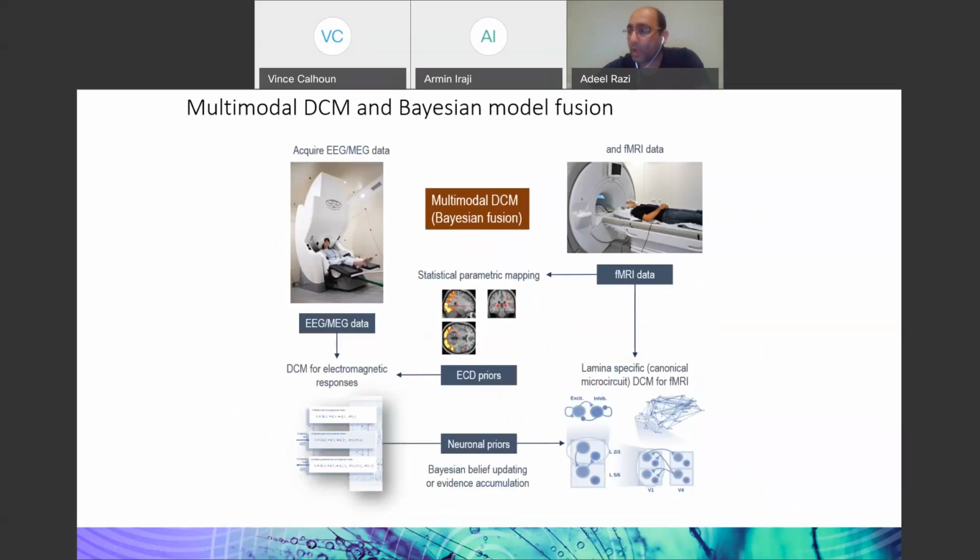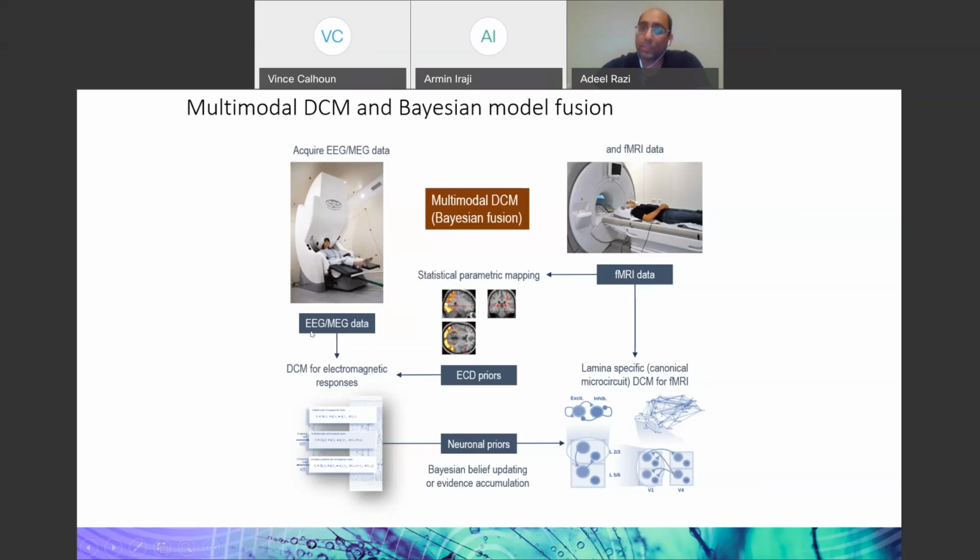I'm mindful of time. I will just try to finish in a minute. Let's say you have acquired data separately, one for EEG and one for fMRI. For example, it could be an HCP data set, it could be MEG data as well. So it could be an HCP data set where you have fMRI, EEG and MEG data.